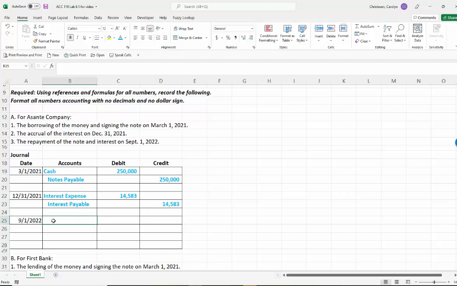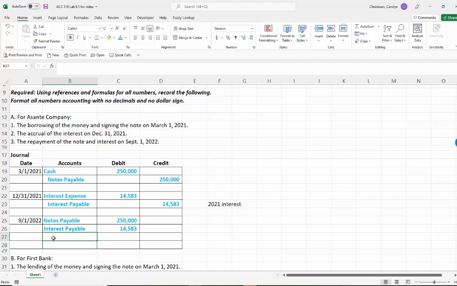All right, so now we have our note that we borrowed, and then we accrued our interest at the end of the year. Now on September 1st of the next year, we're repaying the note. So what's going to happen? We know we're going to have to pay cash, and we're going to pay 3 different things. So we're paying off our notes payable, right? We're not going to have that anymore. We're paying off the interest payable from last year, right? This interest is 2021 interest. So we're paying off that interest that we owed from last year, but what else do we have?